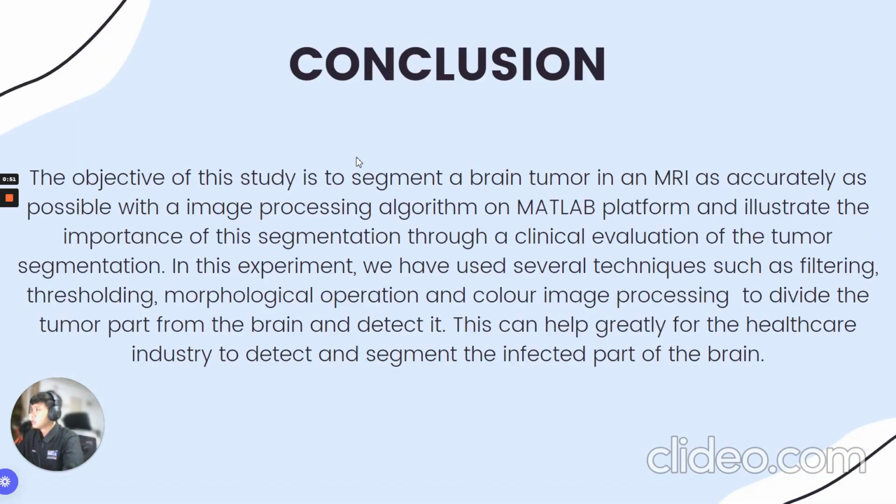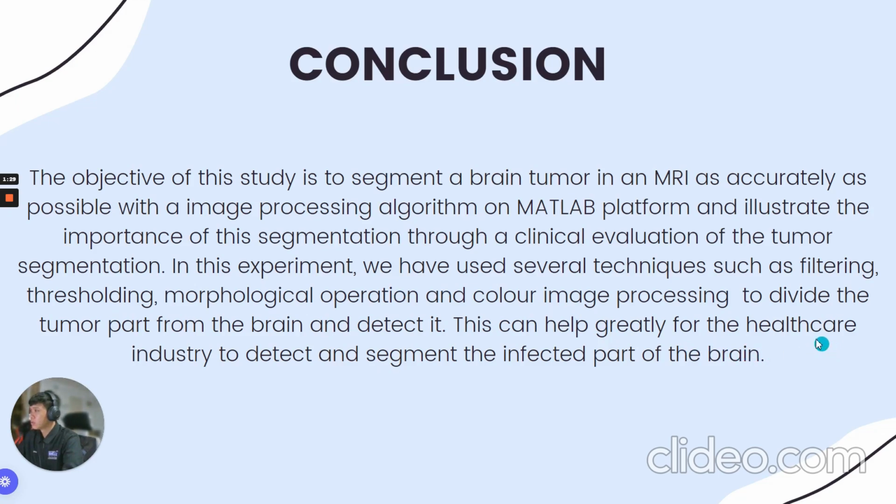The objective of this study is to segment a brain tumor in an MRI as accurately as possible with an image processing algorithm on MATLAB platform and illustrate the importance of this segmentation through a clinical evaluation of the tumor segmentation. In this experiment, we have used several techniques such as filtering, thresholding, morphological operation, and color image processing to divide the tumor part from the brain and detect it. This can help greatly for the healthcare industry to detect and segment the infected part of the brain.